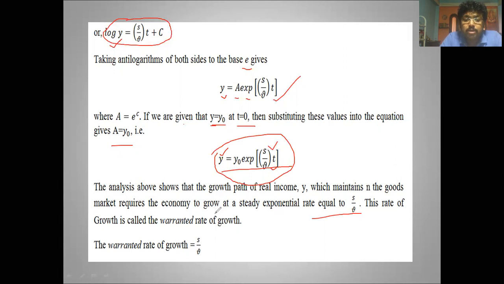Why is it the warranted rate of growth? Here desired savings is equal to desired investment. The warranted rate of growth is that rate of growth where the desired saving is equal to the desired investment, to maintain the equilibrium in the goods market. So this is the warranted rate of growth, and it is s by nu, the ratio between the marginal propensity to save and the capital output ratio.